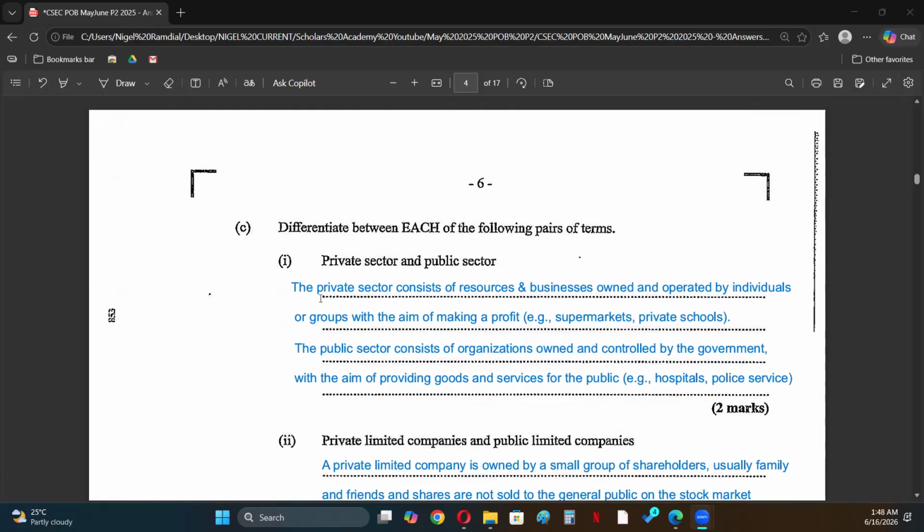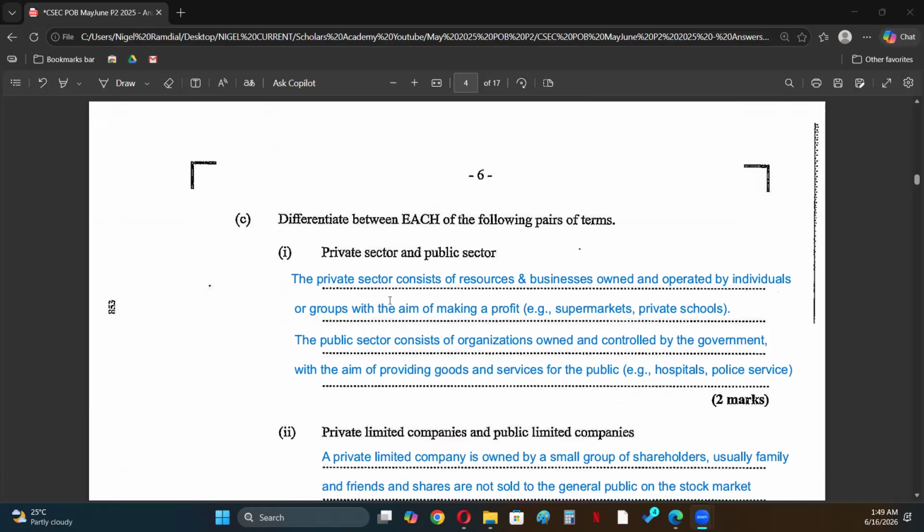Here we go. The private sector consists of resources and businesses owned and operated by individuals or groups with the aim of making a profit, for example, supermarkets and private schools. Now, the public sector, however, consists of organizations owned and controlled by the government with the aim of providing services for the public, for example, hospitals and police service. By giving a nice definition and giving a brief overview of what the main aim of the private and public sector is, you'll definitely get your marks for differentiate.